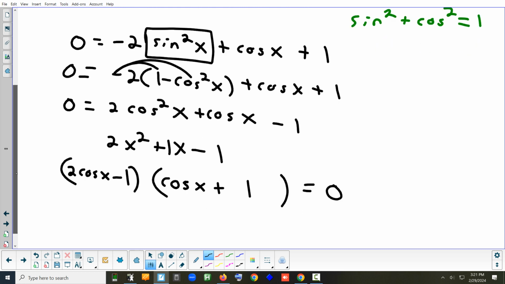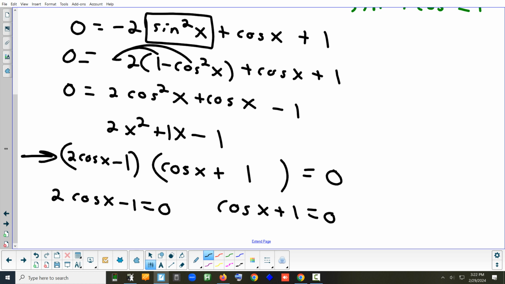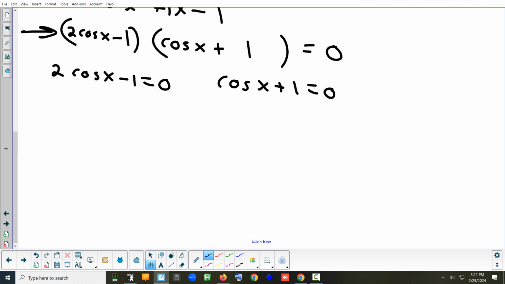Okay. Now, you might have some problems on the test that already start you at this point. If I start you at this point, the factoring's already done. You just have to take each factor and set them equal to 0. 2 cosine x minus 1 equals 0 and cosine x plus 1 equals 0. Okay, so on the left, what's cosine x going to equal? 1/2. Yep, that's going to equal 1/2.